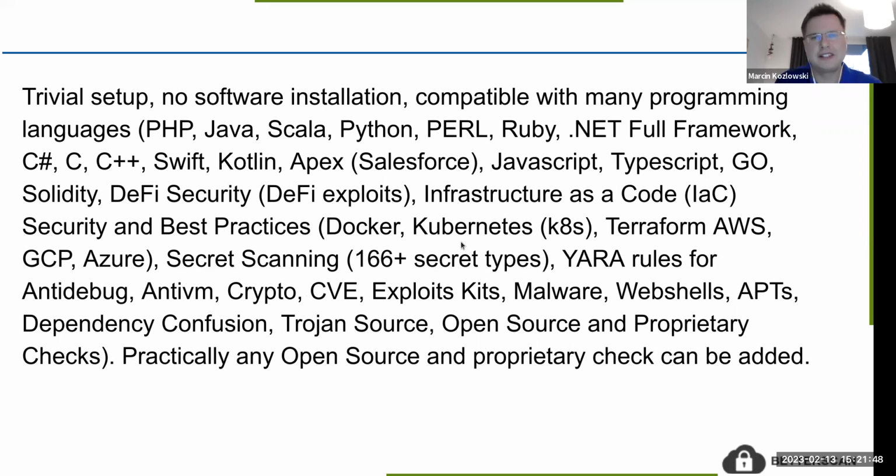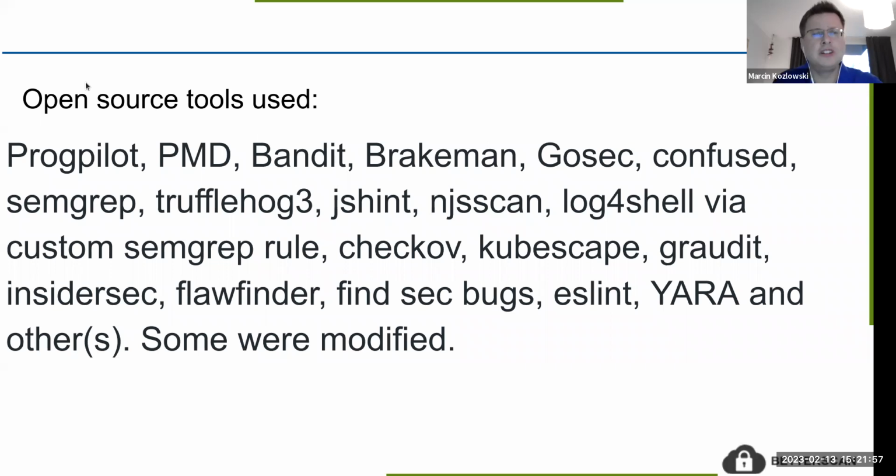And you can also add, as I said, possibly new checkers, new analyzers, to the tool. Currently the open source tools used are ProgPilot for PHP, PMD for Java, Bandit for Python, Brakeman for Ruby, GoSec, also Go Static Check. It actually now has the best coverage for Go. It's using both GoSec and Go Static Check. They are both state-of-the-art tools. Then Confuse for dependency confusion, Semgrep, Trufflehog, JSHint, NodeJsScan, Log4Shell checker via a custom Semgrep rule.